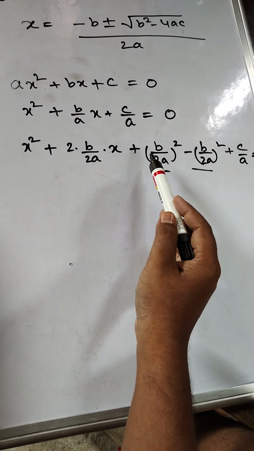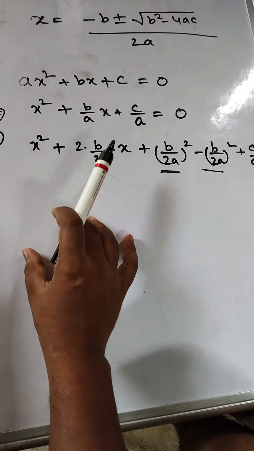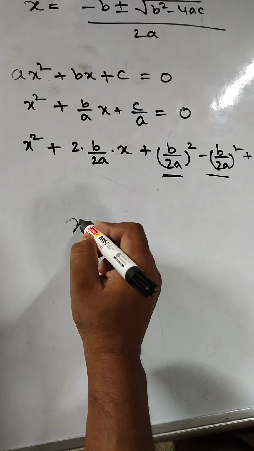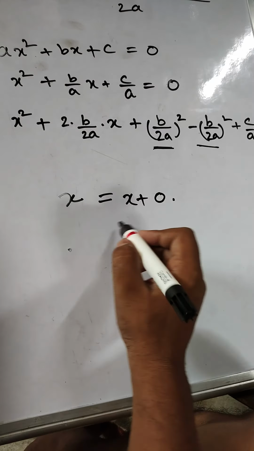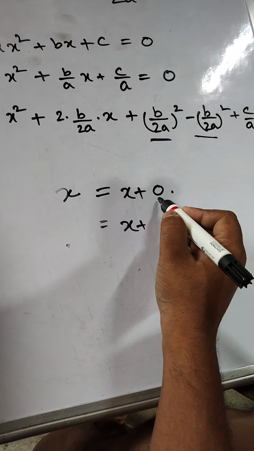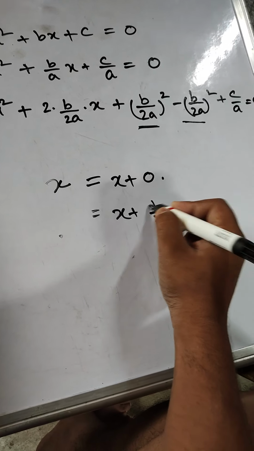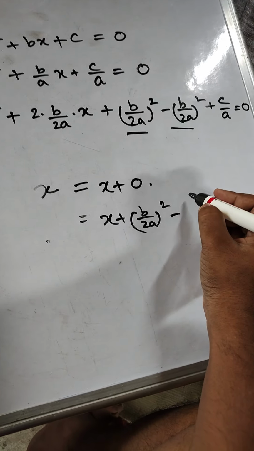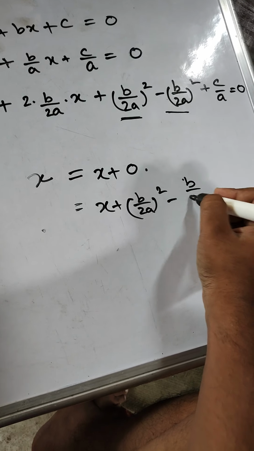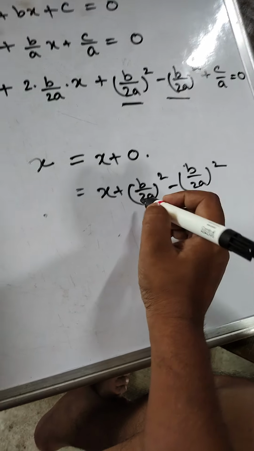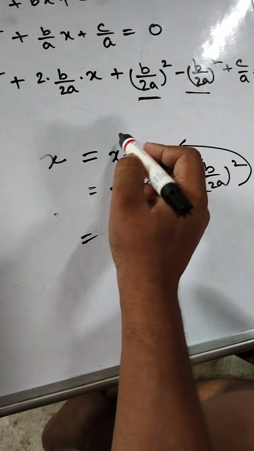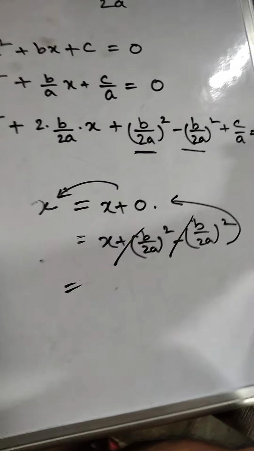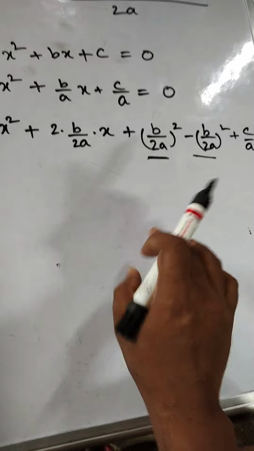So something plus 0 we can write as x, so x equals x plus 0 we can write. So now in the place of 0 we can write b by 2a whole square minus b by 2a whole square. It can be written because it will get cancelled and it will again give you 0, and this will become x. So this was just an example. There is no connection between this and this.